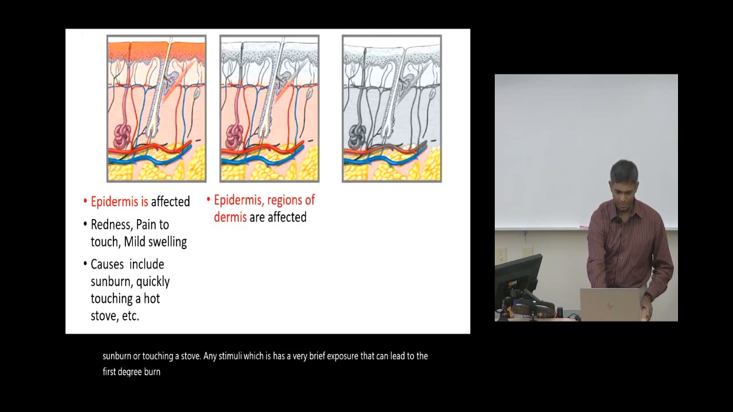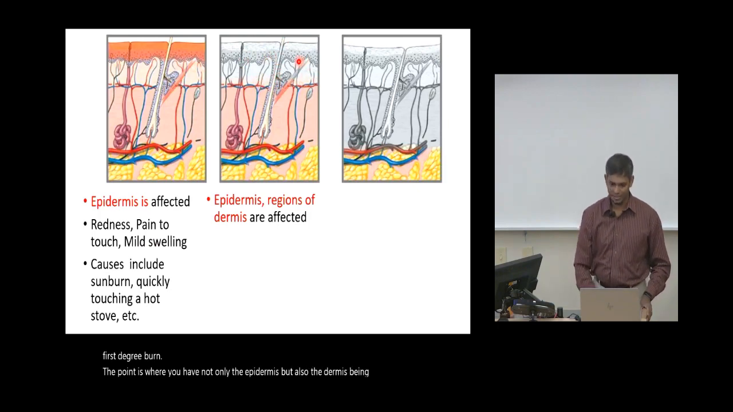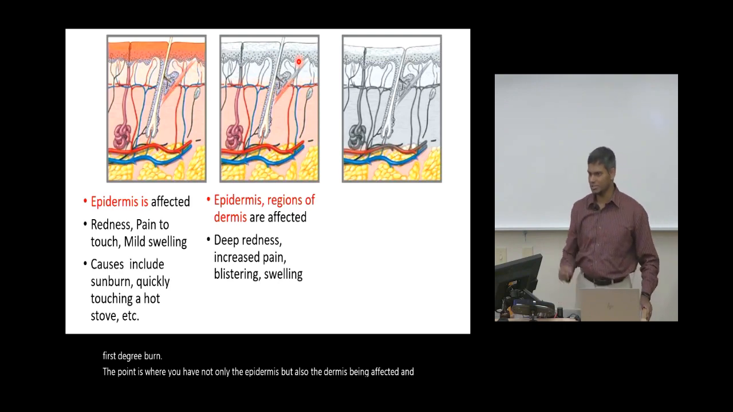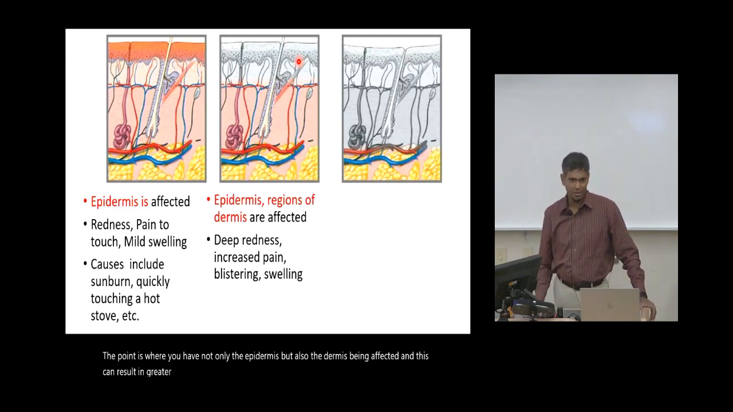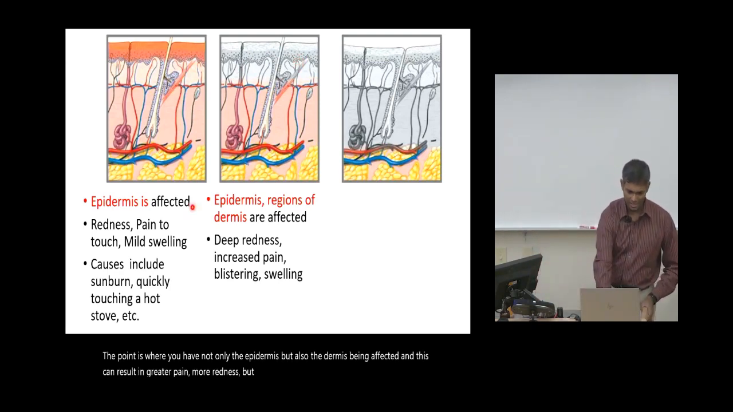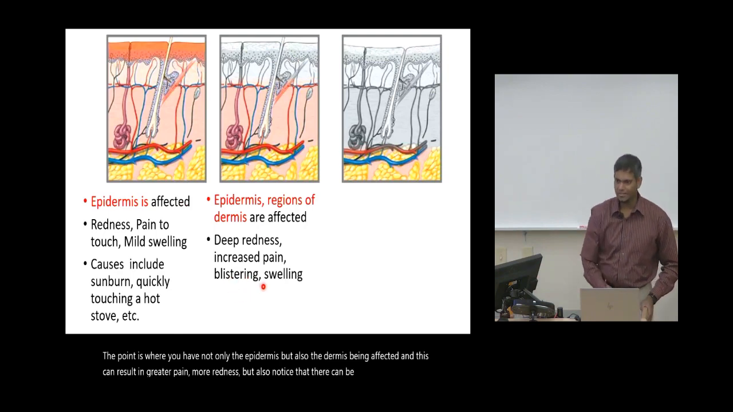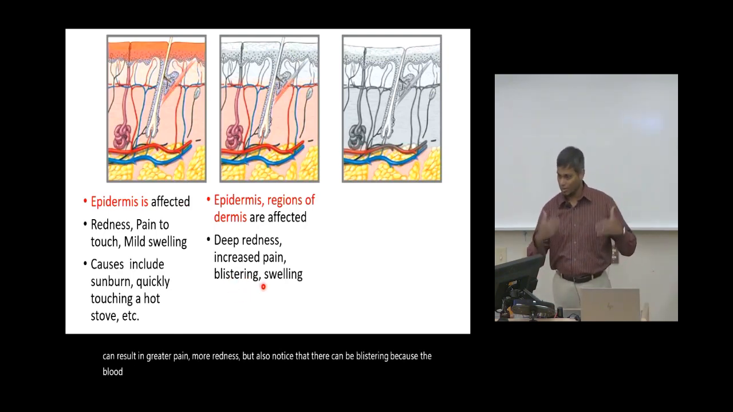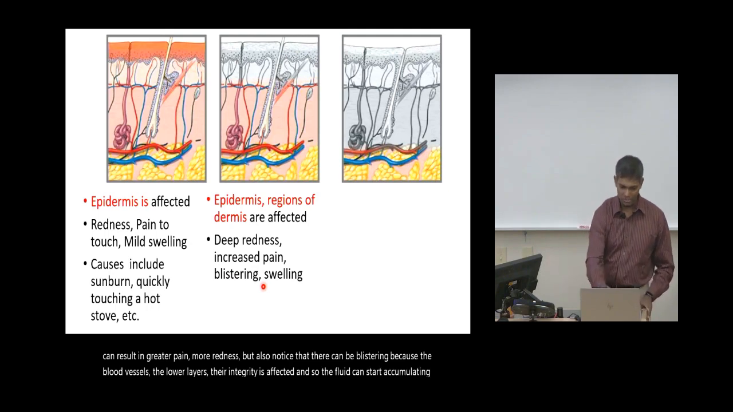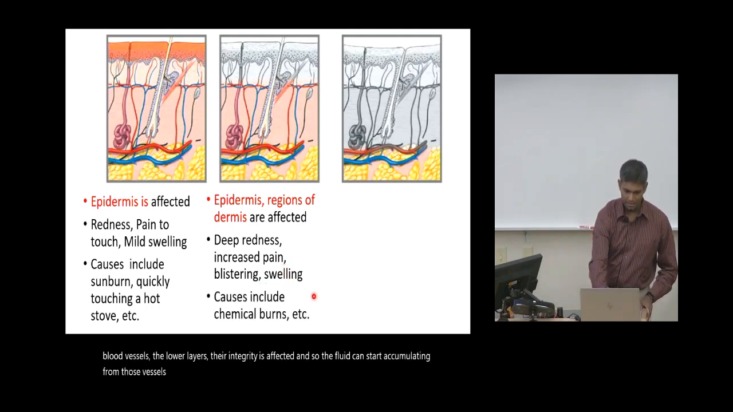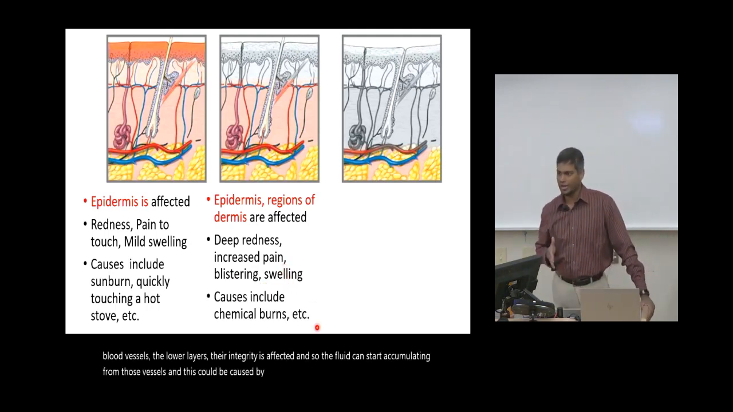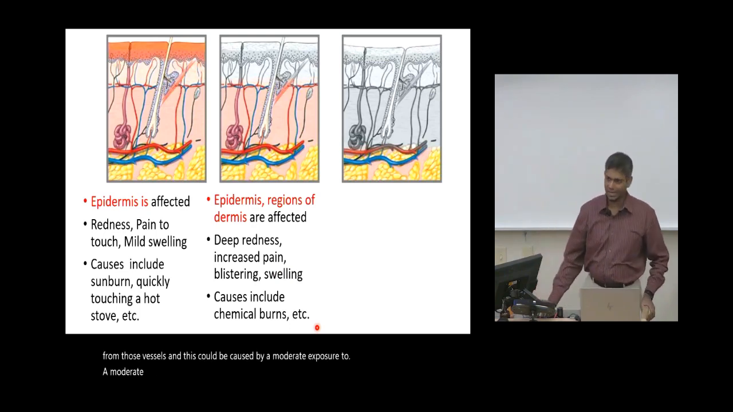A second degree burn is where you have not only the epidermis but also the dermis being affected, and this can result in greater pain, more redness, but also notice that there can be blistering because the integrity of the blood vessels in the lower layers is affected, and so the fluid can start accumulating from those vessels.